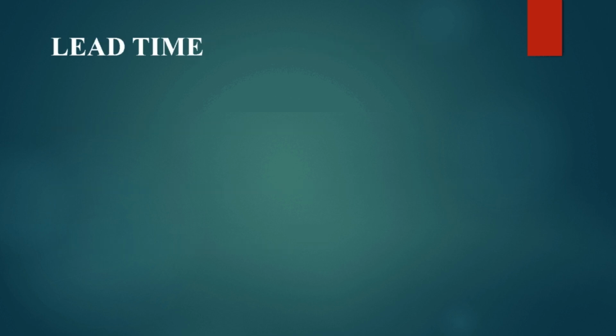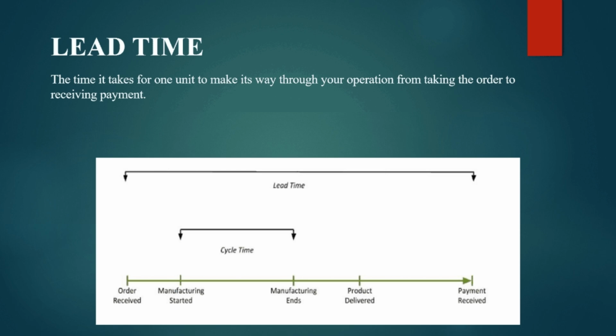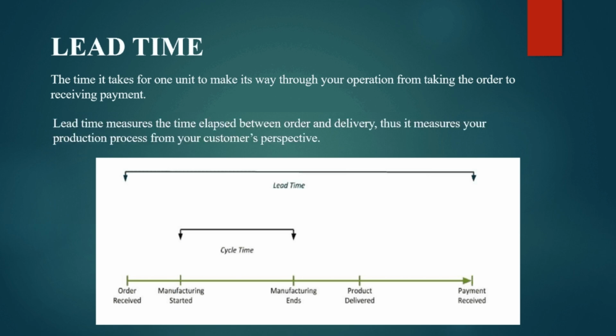See the final topic of today's session, that is lead time. This image clearly explains what we mean by lead time. The definition is the time it takes for one unit to make its way through your operation, from taking the order to receiving the payment. That is, right from when you receive the PO from the customer saying they want 300 sets per day, to the time you receive the amount for that day's delivery. So lead time measures the time elapsed between order and delivery. Thus, it measures your production process from your customer's perspective.